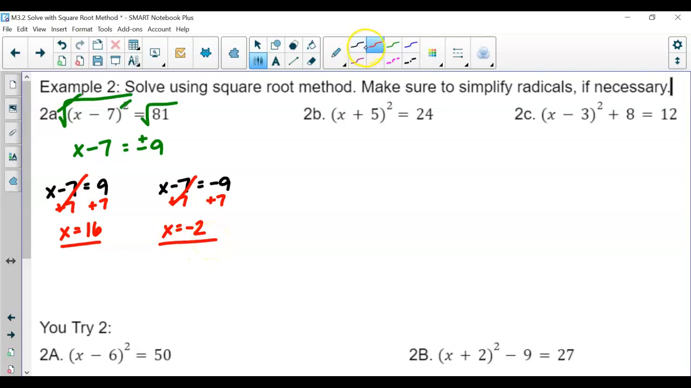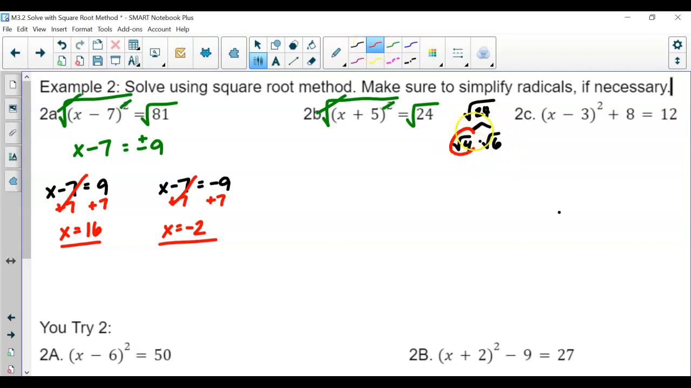So same thing here for 2b. Again, we can't subtract 5 yet, right? Because it's all grouped together. So we've got to take care of that exponent and take the square root. Now, can we simplify radical 24? Yes. It's not a perfect square, but we can simplify because it does have a perfect square factor of 4. So radical 4 and radical 6.